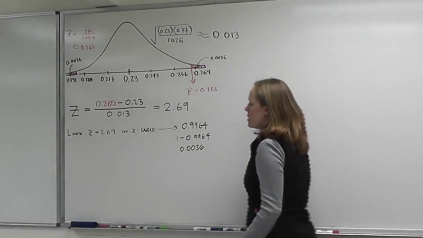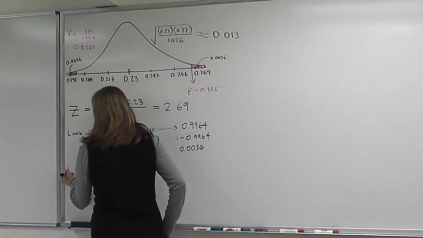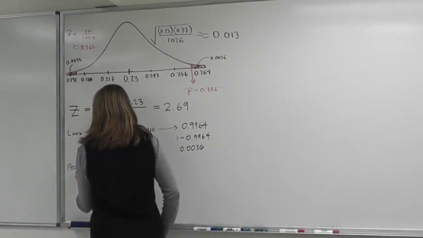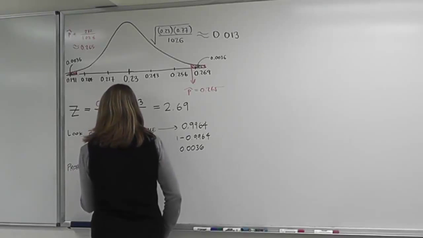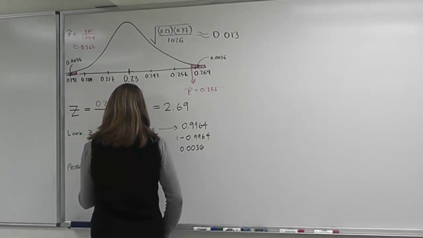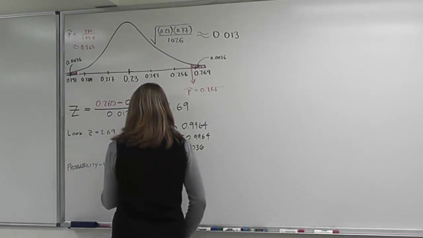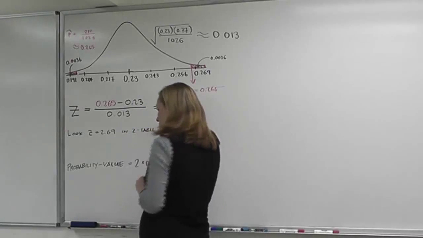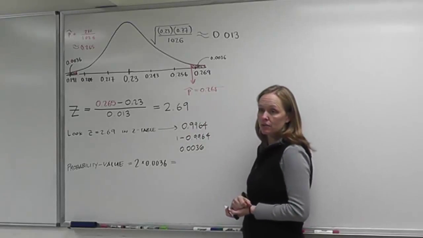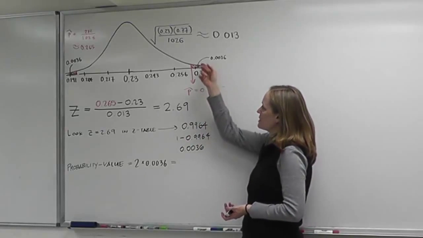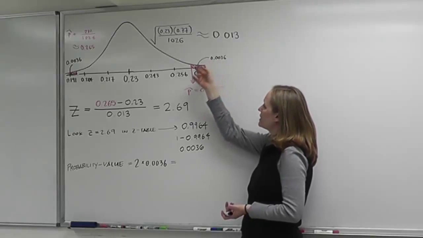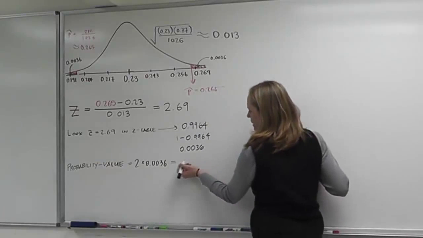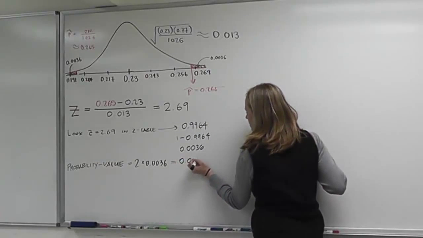0.0036. So our p-value, our probability value that we're going to use to make our decision, that's why I'm so focused on it, is equal to 2 times 0.0036, because we have these two identical tails. The evidence gives me the means to figure out what the actual size of this shaded area is, and then I just double it because of the aspect of it being two-tailed. So this is 0.0072.